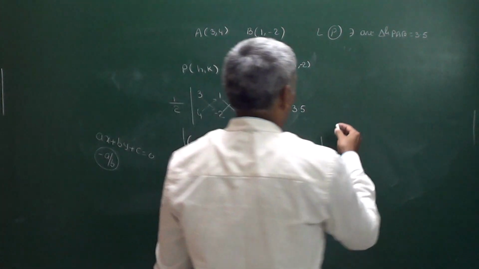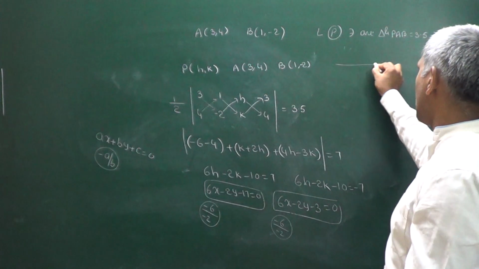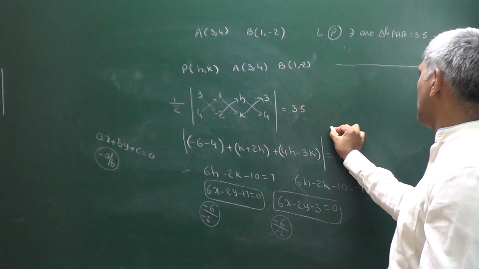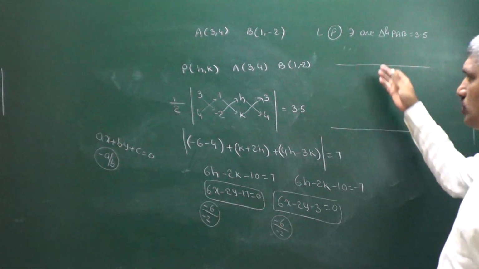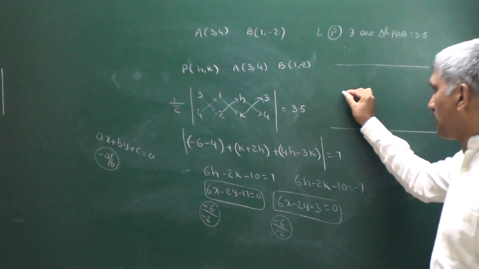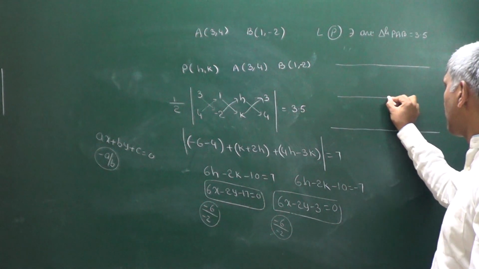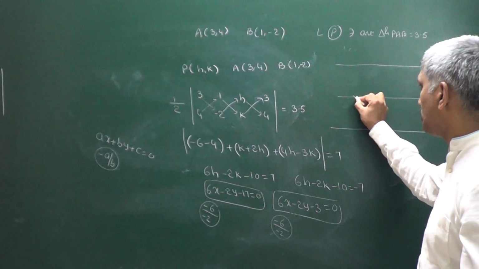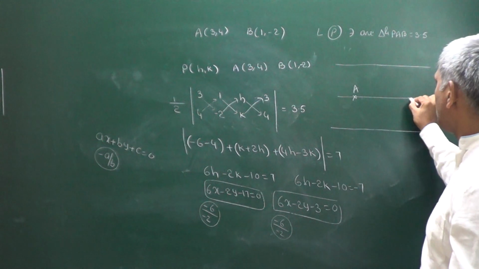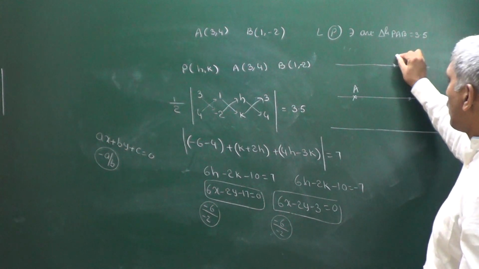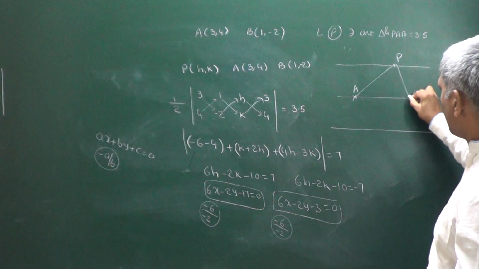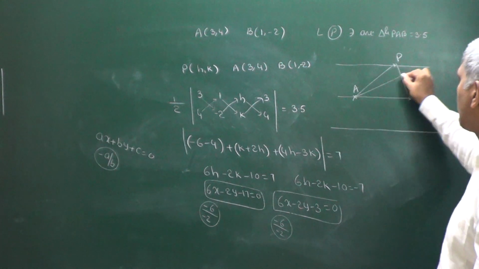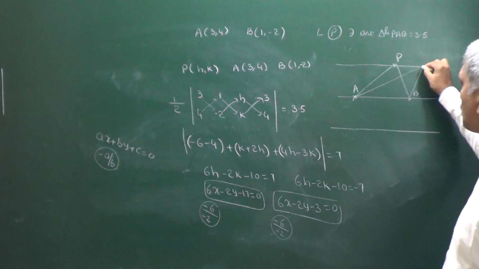So what is the meaning actually here? This is one line, this is another line. Both the lines are parallel lines. Here there is another line. That is nothing but this is the A point and this is the B point. The P point is here, area is equal to 3.5. If suppose P point is here, area is equal to 3.5.